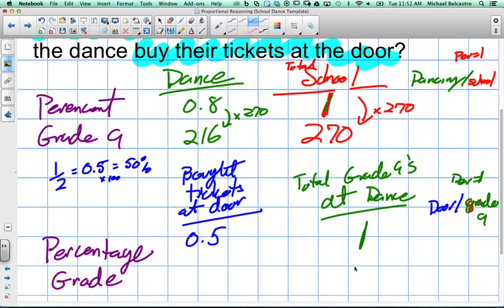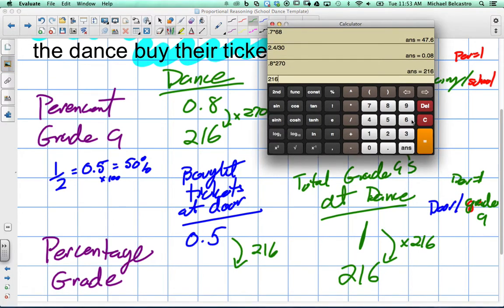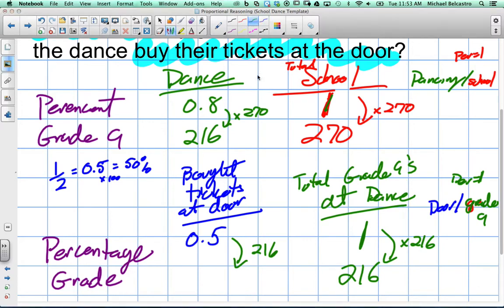So now that we have that set up, what's the total number of grade 9s at the dance? Well, the total number of grade 9s at the dance is 216. We found that out before. And we know to take the value of 1 to 216, we're going to multiply by 216. So that same concept, we need to multiply 0.5 by 216 to figure out how many of those grade 9s bought their tickets at the door. So 216 times 0.5 is equal to 108. Perfect. So we just figured out that 108 students of those grade 9s bought their tickets at the door.